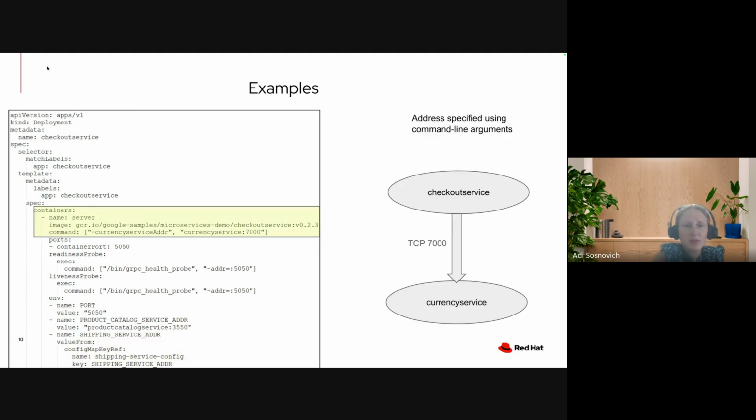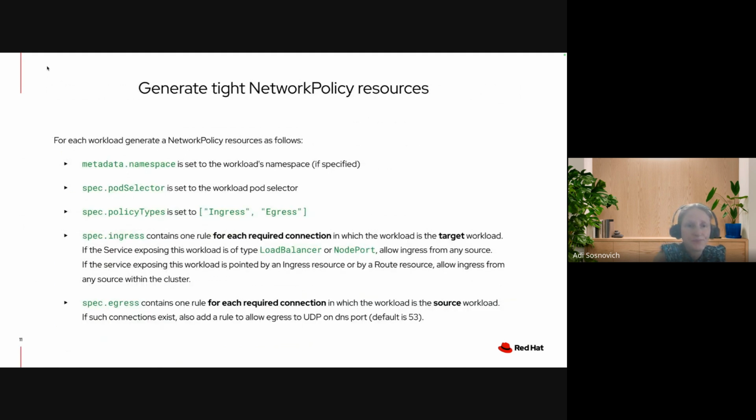And in the next example, another variation, it could be from the command line arguments given for the container image. In this case, it's the currency service being used as the service address with port 7000, and this is the identified connection. What we do with those list of required connections that we identify, this is how we build the network policies. So in the next slide, how do we build those network policies?